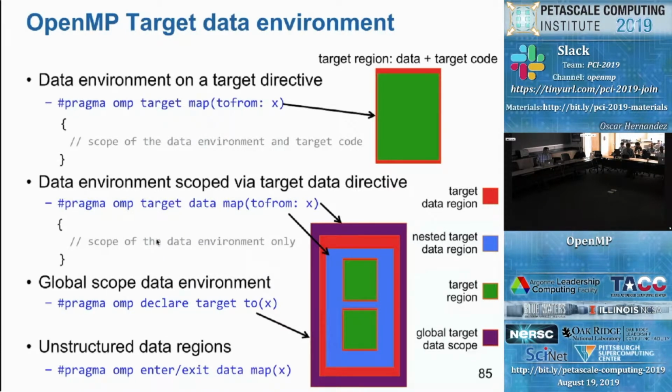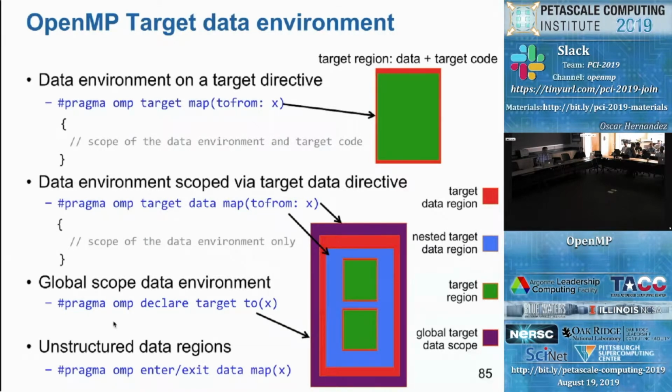There are some rules on how we treat the data that has been mapped to the devices, especially if it's the same device, where we use what we call a reference count to determine if the data is already available in the device, and to control the transfer to and from the device. I will show an example of that.